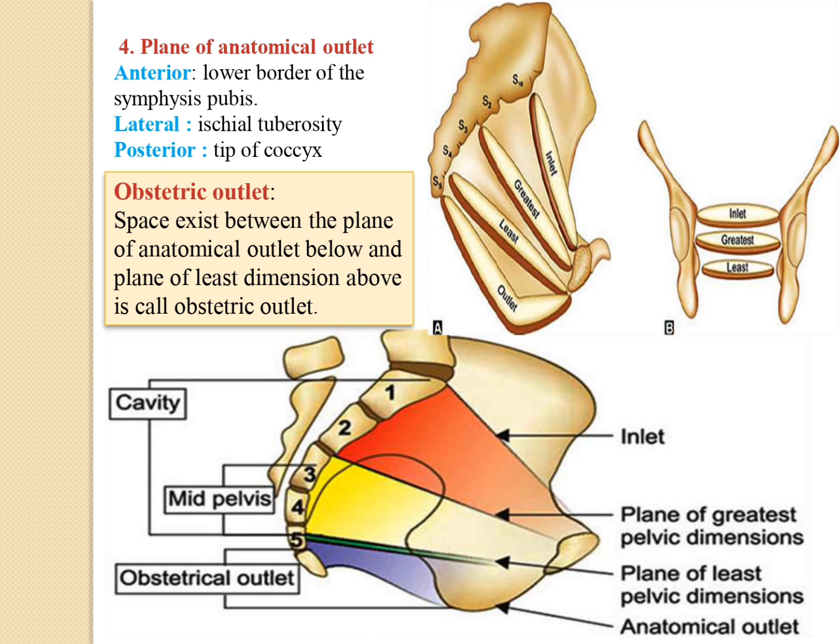This slide shows plane of anatomical outlet and obstetric outlet. Anatomical outlet and obstetric outlet are shown in figure and their boundaries are also mentioned. Anterior boundary of the anatomical outlet is lower border of pubic symphysis and posterior boundary is tip of coccyx. Lateral boundary of the anatomical outlet is ischial tuberosity.